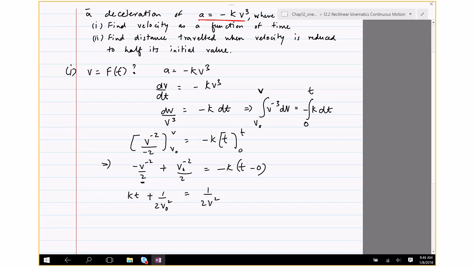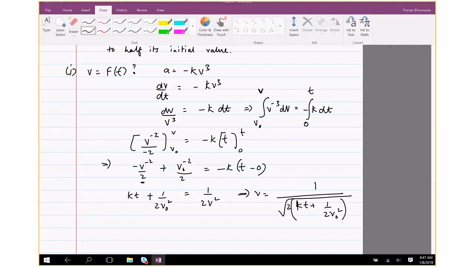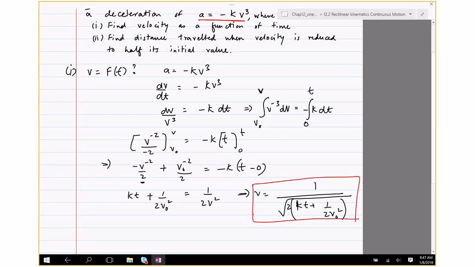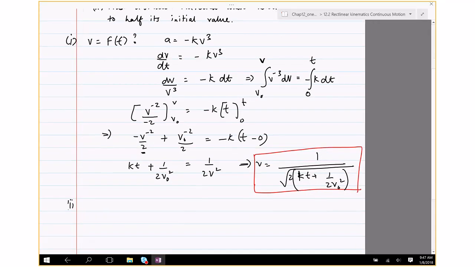So I skipped a couple of steps. I actually moved this down. V raised to minus 2 is also 1 divided by v square, and 1 divided by v0 square, which is this. And this thing I got on the other side, so the minus becomes a positive, and from that you can find v. V is going to be 1 divided by this. Okay, is that clear?